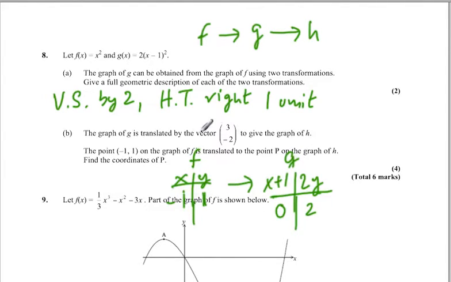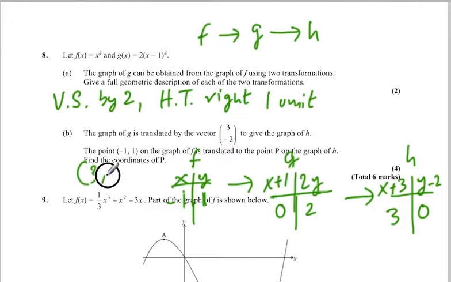But we're not done, because we still have to get to h, right? And there's another translation that goes from g to h. And so what is it? How do we go from g to h? Basically, if we have h, what we're doing is we're moving 3 to the right. So it's x plus 3, and moving down 2. So it's y minus 2. So if we're doing that, then 0 plus 3 is 3, and 2 minus 2 is 0. So the coordinate of p, which is on h, is simply 3, 0.